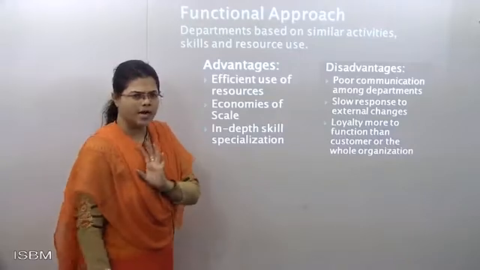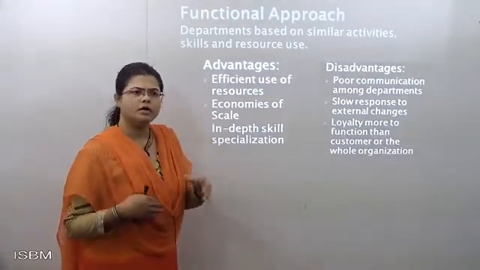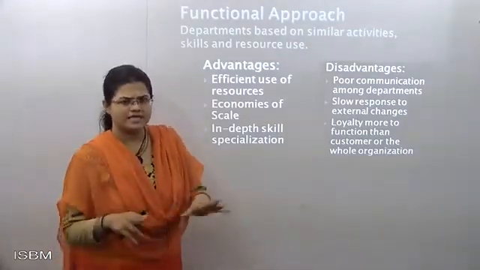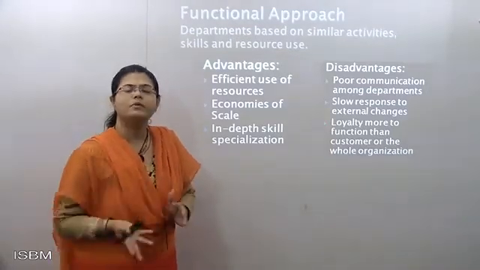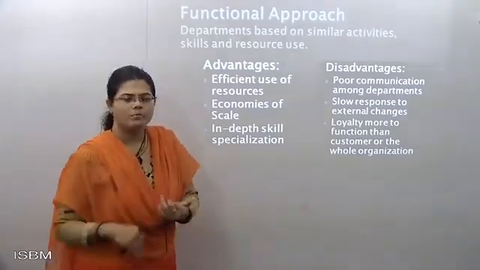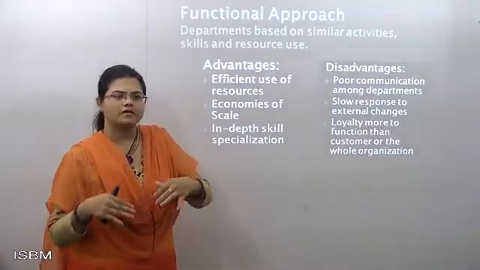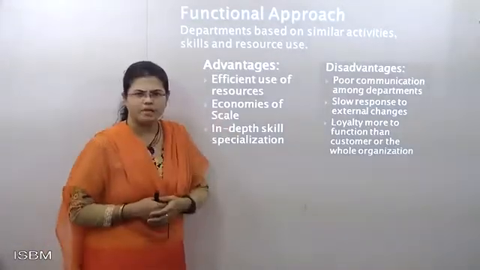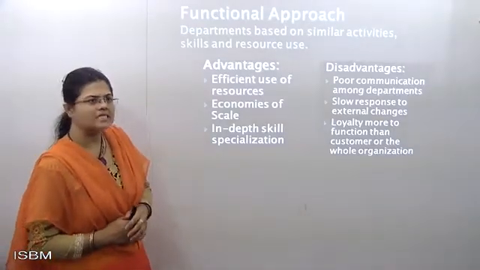Each and every person will be running. Second, economies of scale. If production is more, if the organizing is proper, my product will be moving to different states. I'll be getting more input as well as output, and my demand and supply will also move properly. So that is my economies of scale. Next, in-depth skill specialization.